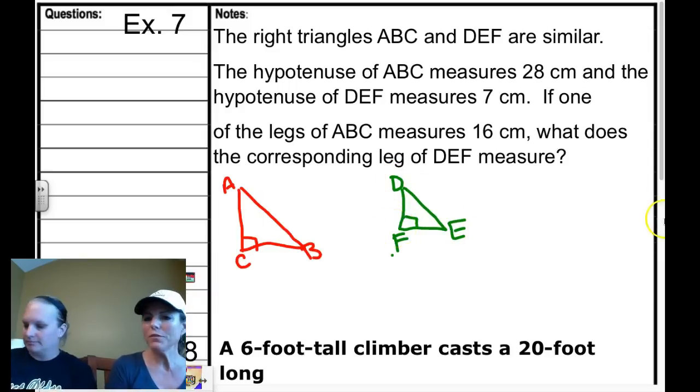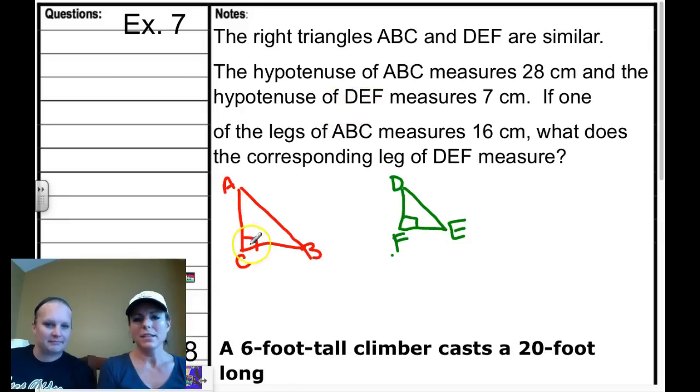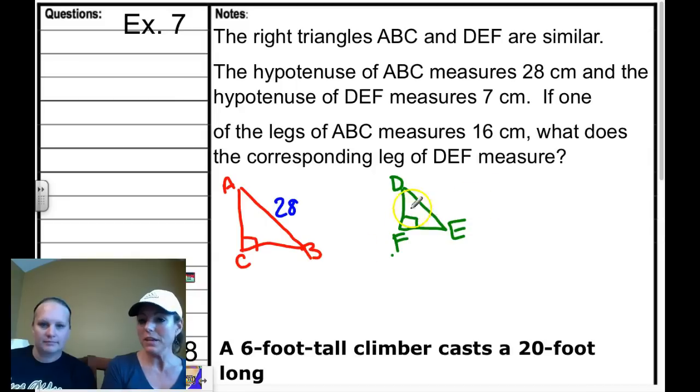Well, how about we fill in what we know? The hypotenuse of ABC. So remember, hypotenuse is directly across from the 90. It is 28. So let's fill that in. And the hypotenuse of DEF is 7.